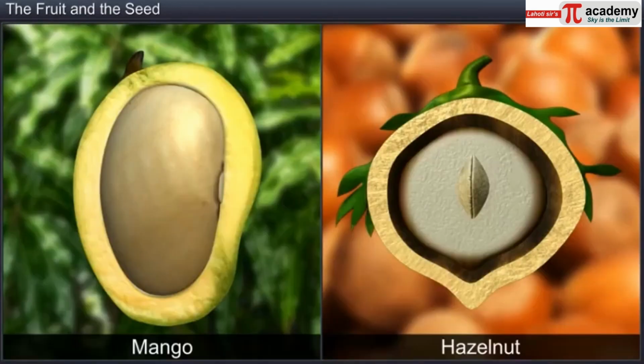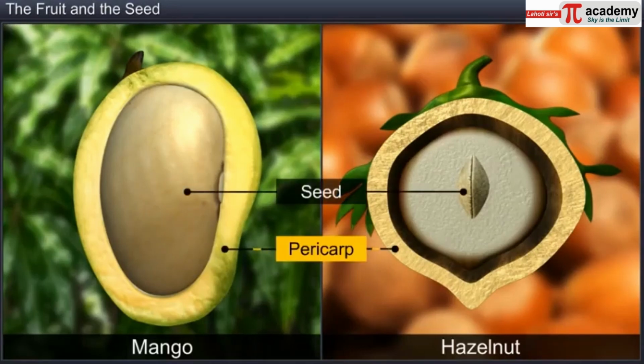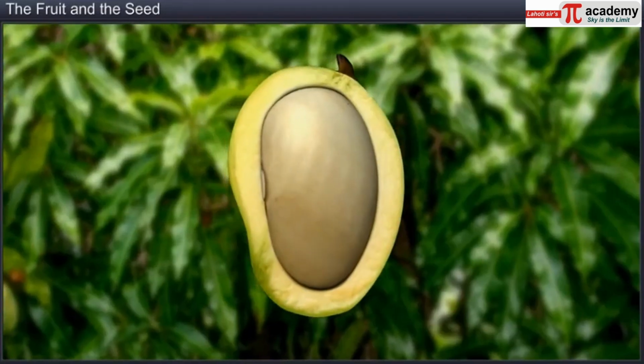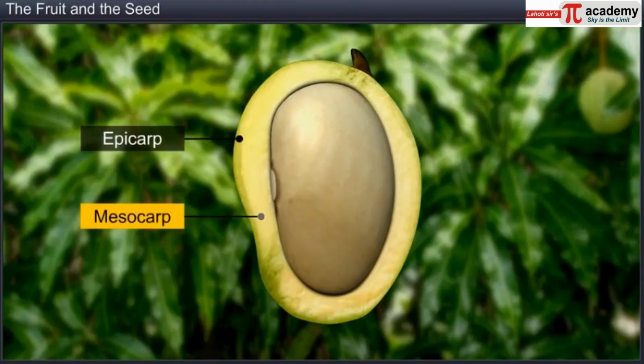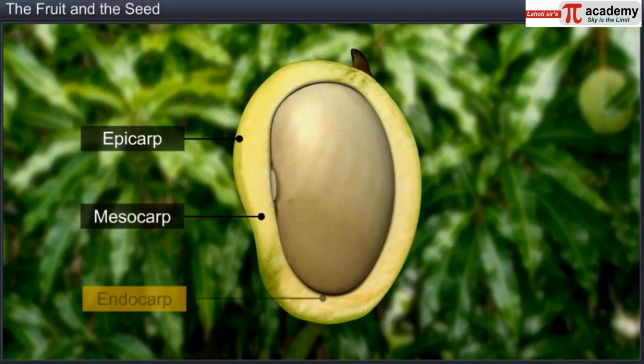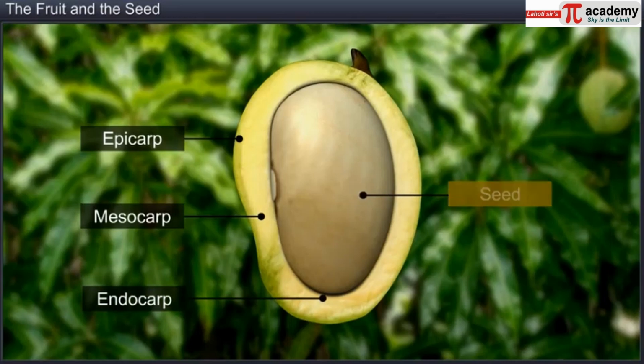Typically, a fruit is made up of two parts: the pericarp and the seed. The pericarp is the fruit wall, and it can be thick and fleshy as in mango or dry as in hazelnut. In the mango, the pericarp is differentiated into three distinct layers: the epicarp, which is the outermost layer or peel; the mesocarp, which is the thick, pulpy middle layer; and the endocarp, which is the innermost layer that directly surrounds the seed.